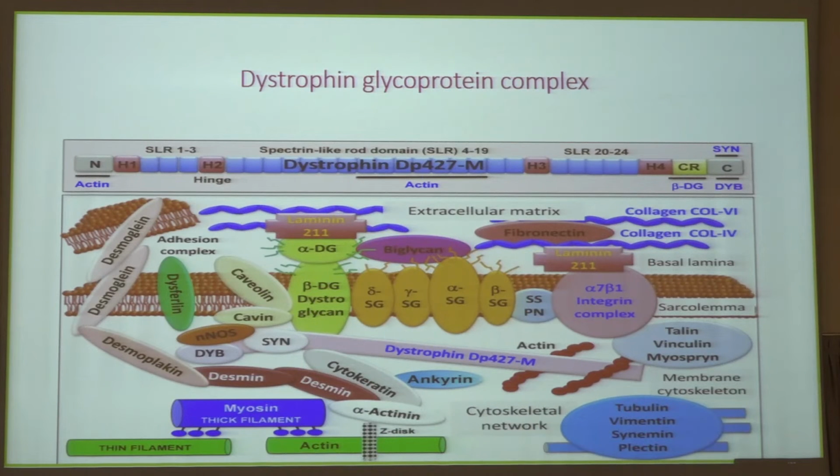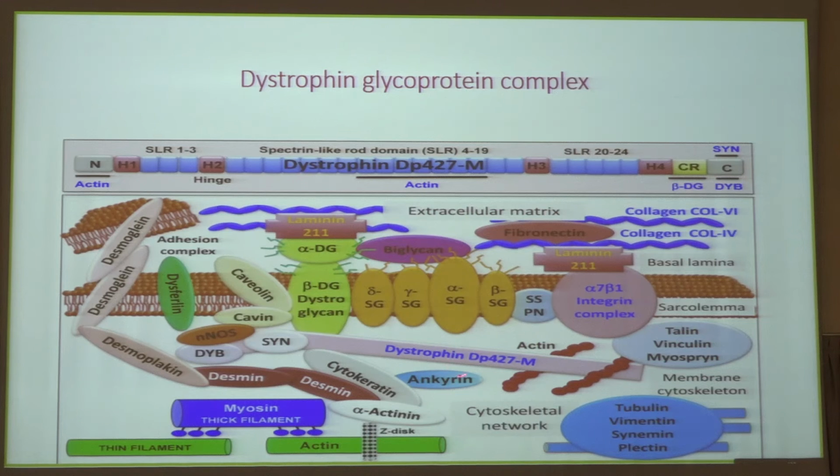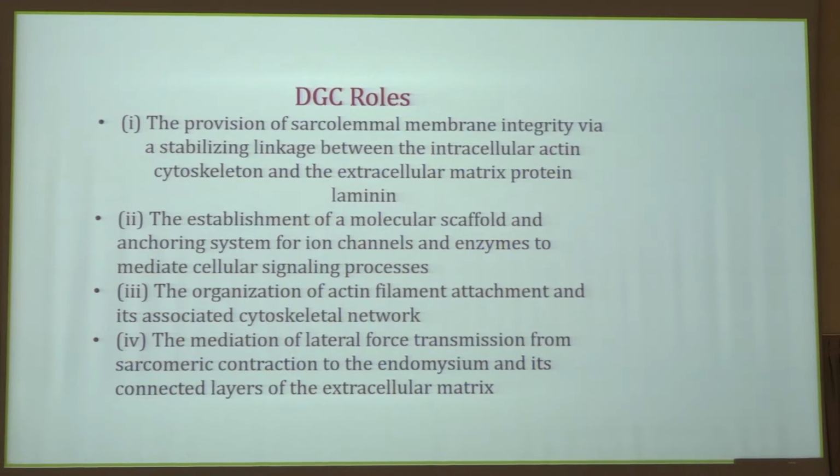Dystrophin, or DP427, is a key component of the dystrophin glycoprotein complex. And in this image we can see the dystrophin core complex containing DP427, dystroglycans, sarcoglycans, sarcospan, syntrophin, and dystrobrevins. Normally the dystrophin glycoprotein complex is involved in roles like the mediation of lateral force transmission from sarcomere contraction to the endomysium, and the preservation of sarcolemmal membrane integrity.